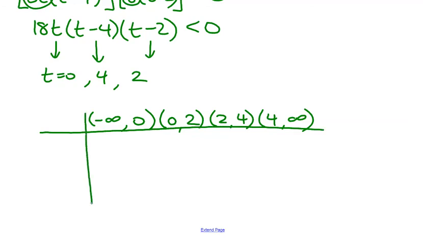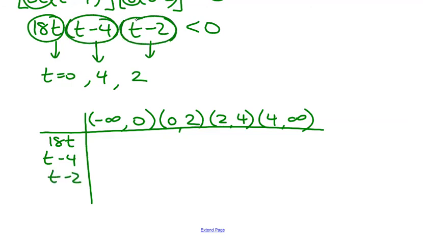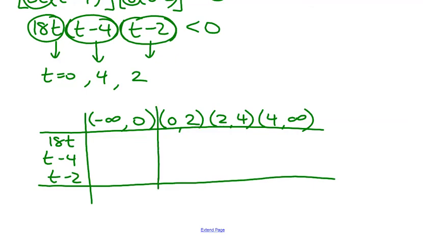Okay, we got all of the different parts: the 18t, that's this guy. The t minus 4, that's this guy. And then the t minus 2, that's that guy. And we're going to test each of those. I don't even know if that's really straight. That's okay. It's a Friday, I don't care.